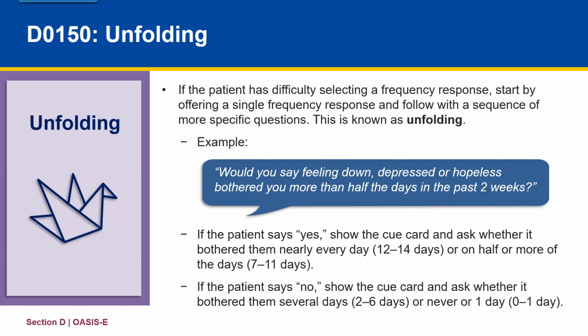Here's an example. Say to your patient, "Would you say feeling down, depressed, or hopeless has bothered you more than half the days in the past 2 weeks?" And if the patient says yes, then show the cue card and ask whether it bothered them nearly every day, 12 to 14 days, or on half or more of the days, 7 to 11 days. Now, if the patient says no, show the cue card and ask whether it bothered them several days, 2 to 6 days, or never or 1 day, 0 to 1 day.